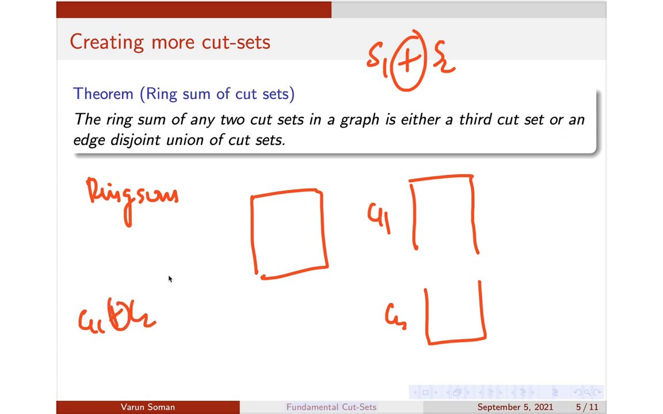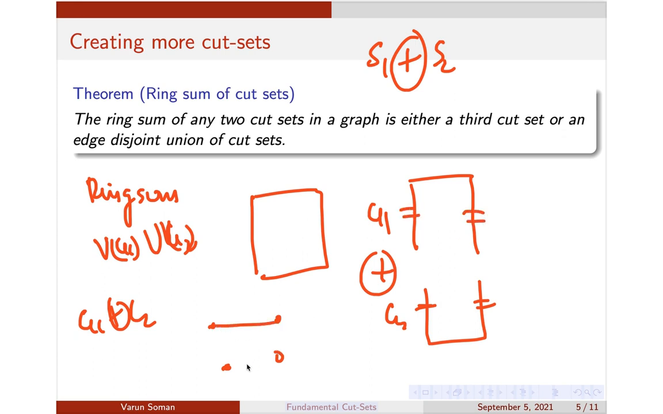The vertex set will contain all the vertices which are in G1 and G2, first of all, and the edge set will only contain those edges which are in either of them but not both. So edges which are common to both graphs would not be present. For example, in the ring sum of G1 and G2, all the vertices would be there, but this edge cannot be there, and this edge cannot be there, because they are common to both of them. Only this will be there. So the ring sum consists of those edges which are present in only one of the subgraphs, not in both. That's the idea of a ring sum.